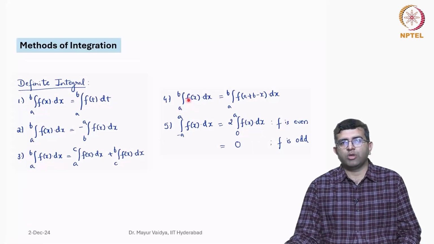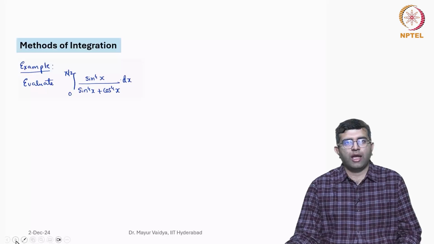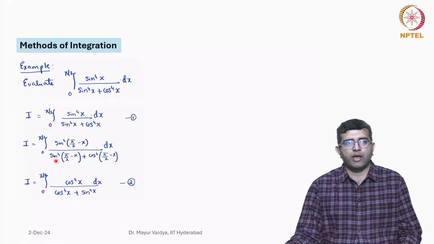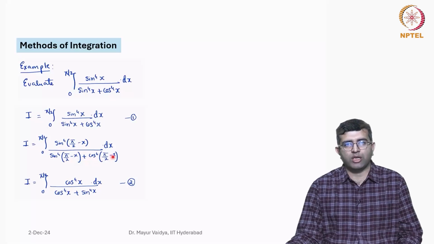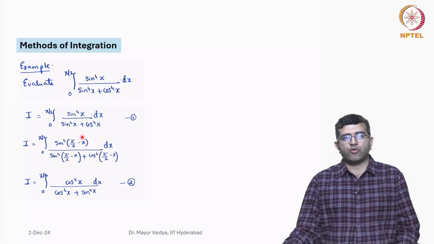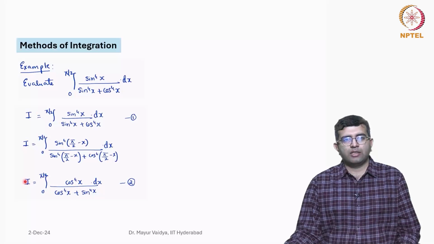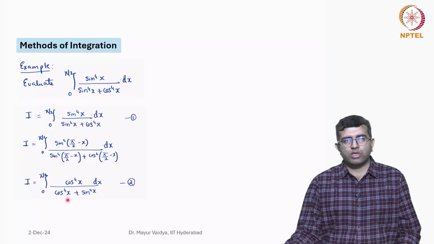So, here integral a to b f of x dx is equal to integral a to b f of a plus b minus x dx. So, that property we will use here, and we will write I as 0 to pi by 2 sin 4 of pi by 2 minus x, and denominator also we replace with pi by 2 minus x. Now, you may recollect from the trigonometry that sin pi by 2 minus x is cos x, and cos pi by 2 minus x is sin x. So, if I do that, then this becomes I is equal to 0 to pi by 2 cos x to the power 4 divided by cos x to the power 4 plus sin x to the power 4.